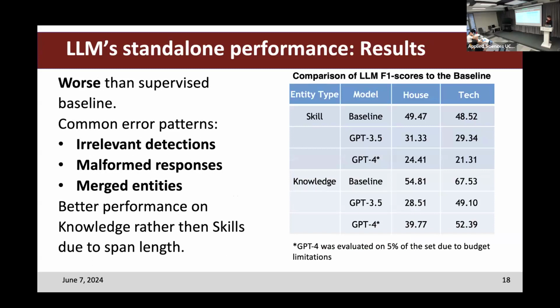So what results did we get? Well, the results were worse than the supervised baseline. The common error patterns that we detected are irrelevant detections, malformed responses, and merged entities. Also, the model showed better performance on knowledge rather than skills. We believe that's because knowledge is easier to comprehend. And GPT-4 was evaluated only on 5% of the set due to budget limitations.